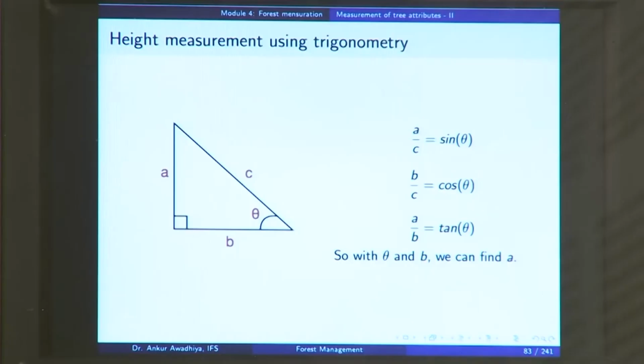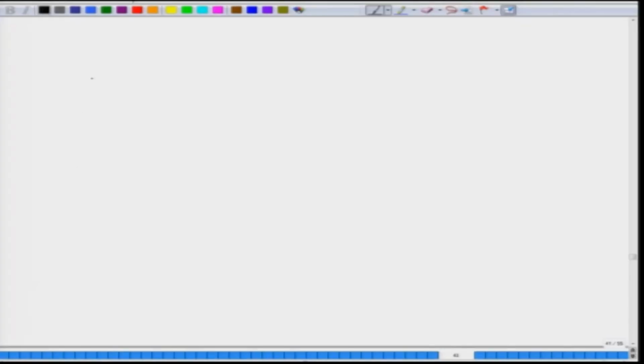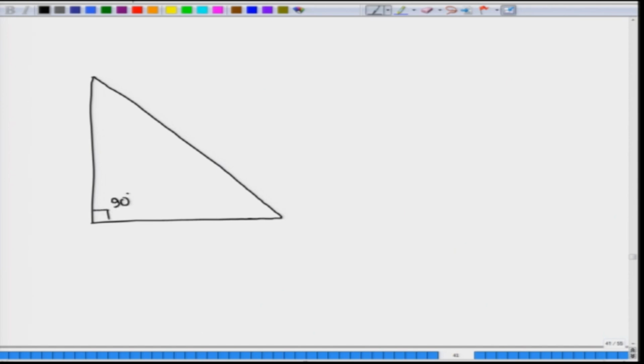Now, another way in which we can measure the height of a tree is by using trigonometric relations. Now, trigonometry, as the word tells, tri is 3, gon is the length, and metry is to measure. So, in this case we are measuring the 3 sides of a triangle. So, the relation goes like this. In the case of a right angle triangle, this is 90 degrees. Let us call it triangle ABC.